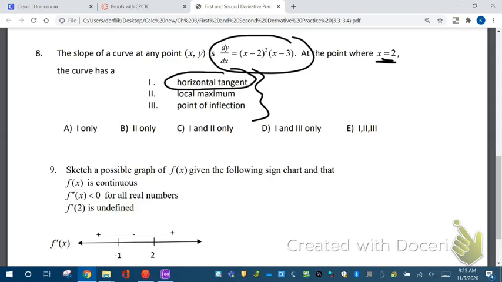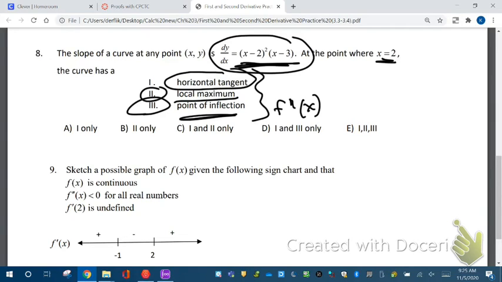Roman numeral 2, is there a maximum? Well, that would be when this derivative is 0, but also this derivative would have to change from positive to negative. And third, is there a point of inflection? That's when the second derivative is 0 and changes signs. So you'd actually have to get the derivative of this for that one.